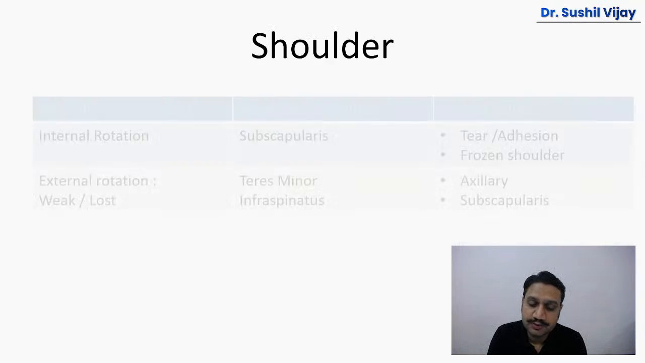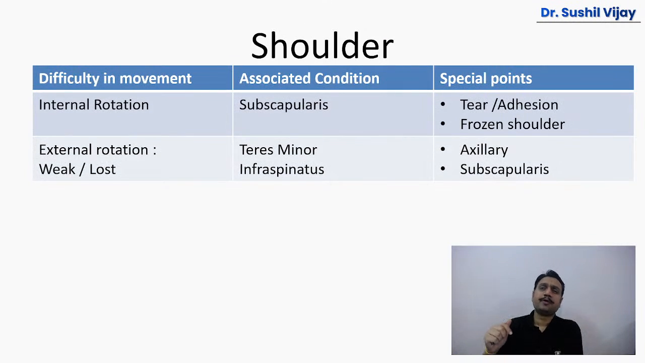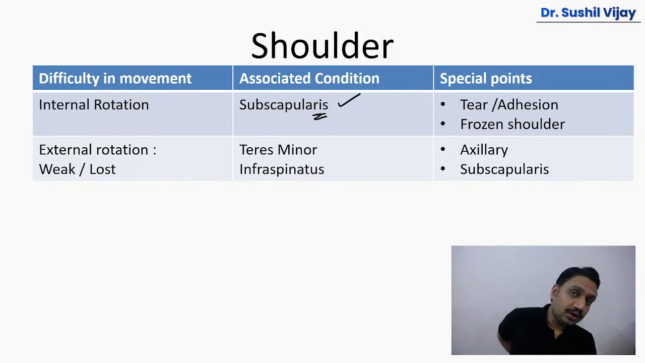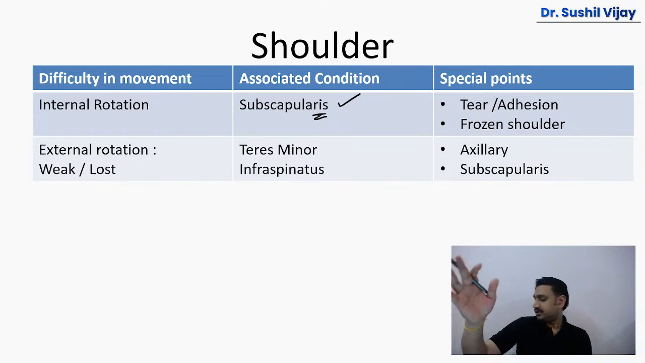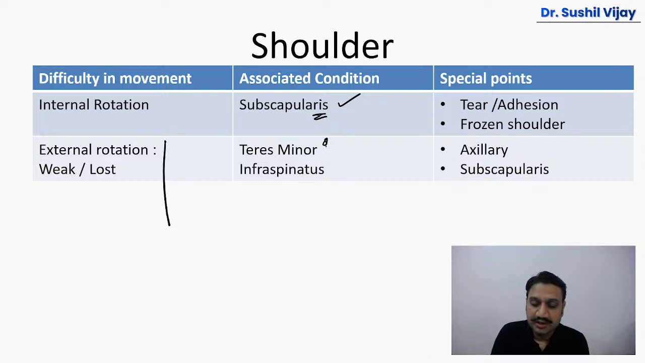All right. Next one. If the patient is having a problem in internally rotating the limb, the problem is with subscapularis. Okay, subscapularis. How to check for that? Ask the patient to keep the hand on the lower back. That is your internal rotation, subscapularis. And another very, very important question for the exam, that the patient is not able to do external rotation. So if they are not able to do external rotation, the problem is with teres minor or the infraspinatus.